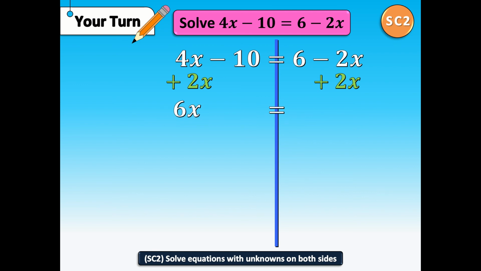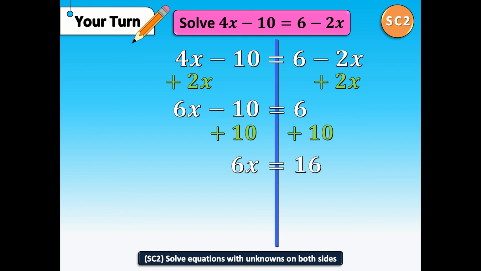So we get 6x minus 10 equals 6. So then I add 10 to both sides. So 6x equals 16. Then I divide both sides by 6. So x equals 16 over 6.